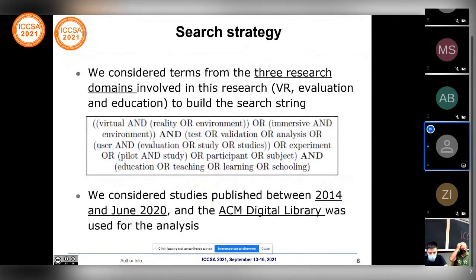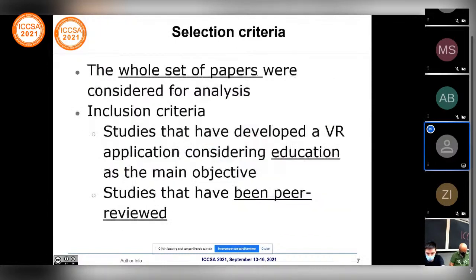Considering terms from virtual reality, evaluation, and education, we build the following search string. We consider studies published between 2014 and June 2020, and the ACM digital library was used for the analysis. All papers returned by the search string were considered.